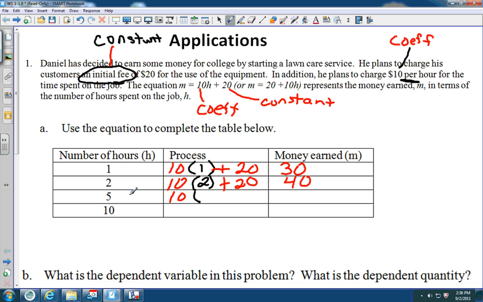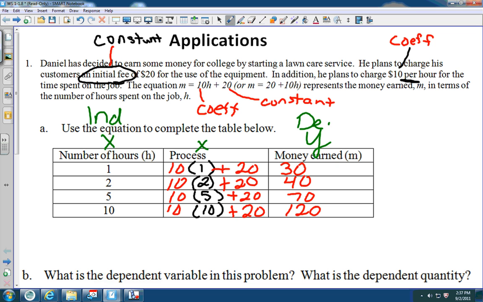Now this one, it's 10 times 5 plus 20. Well, 10 times 5 is 50 plus 20 is 70. Right here, I've got 10 times the number of hours, which is 10. 10 times 10 is 100, plus 20 is 120. Well, right here, this is my x. This is my y. Now, it also is helpful if you go up here and put independent and dependent, because we should know that the x is the independent, y is the dependent.